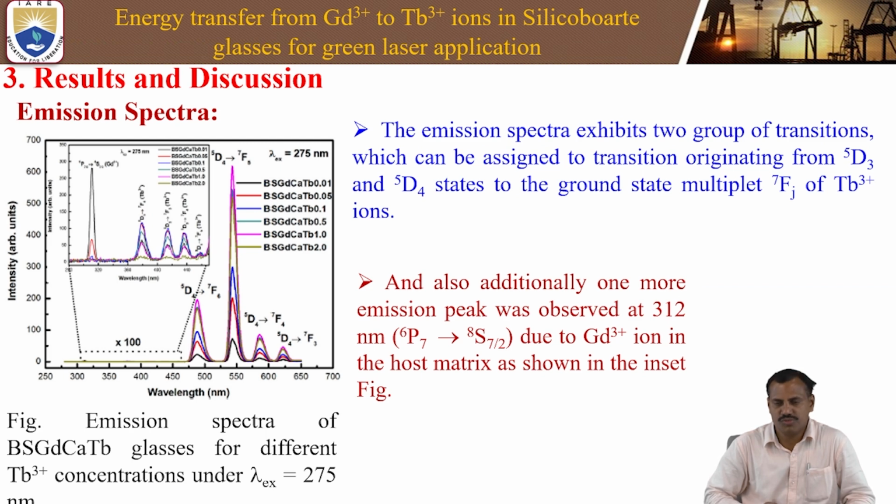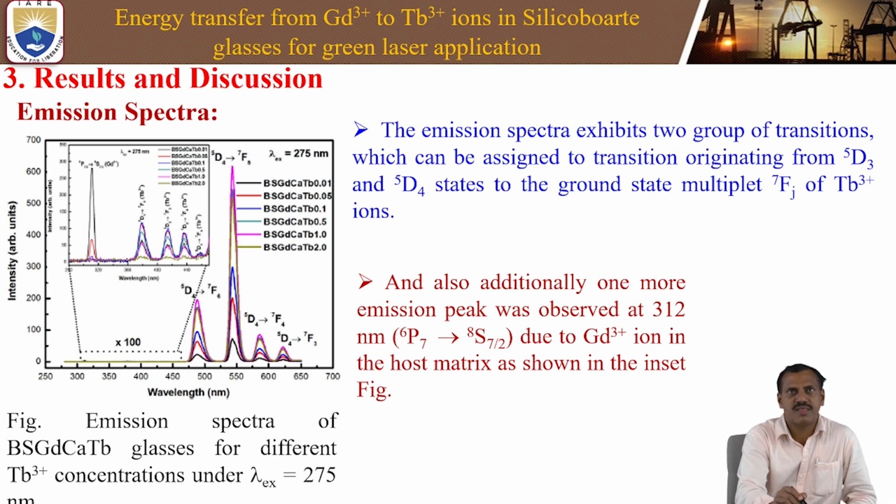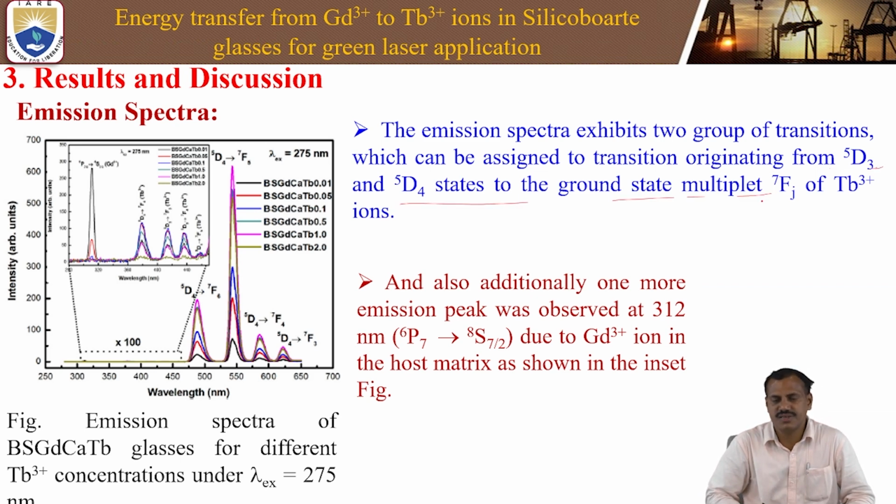This is the emission spectra of the terbium-3 plus doped silicoborate glasses. The emission spectra exhibit two groups of transitions, from the 5D3 level and the 5D4 level. This is the 5D3 level transition of the emission bands of terbium-3 plus, and this is the 5D4 transition. These are transitions originating from the 5D3 and 5D4 states to the ground state multiplet 7FJ of terbium-3 plus ions. Additionally, one more emission peak was observed at 312 nanometer.